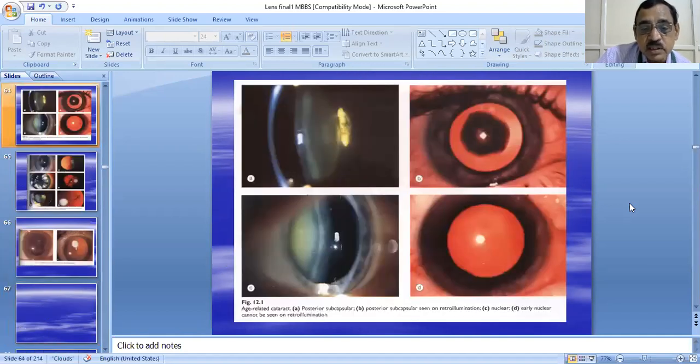This is a diagram showing age-related cataract. This is posterior subcapsular opacities, and this is what is seen on retroillumination. This is posterior subcapsular opacity, and this is early nuclear cataract seen on retroillumination, and also on slit lamp biomicroscopic examination.